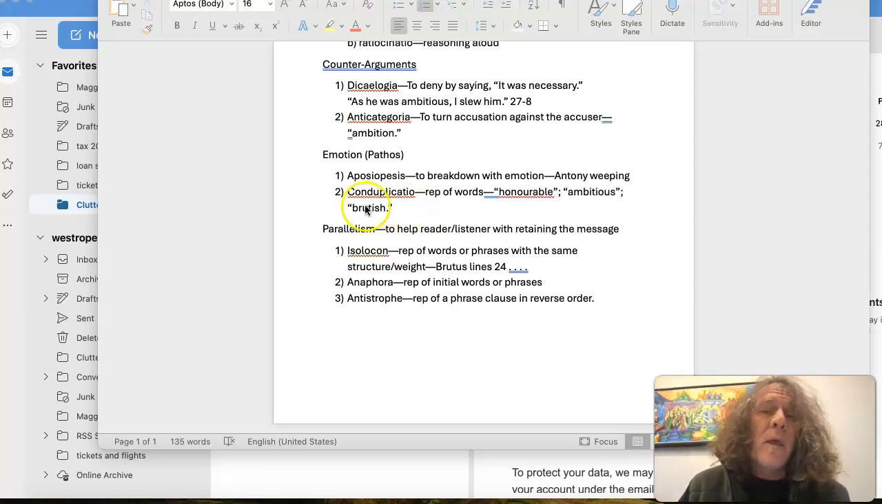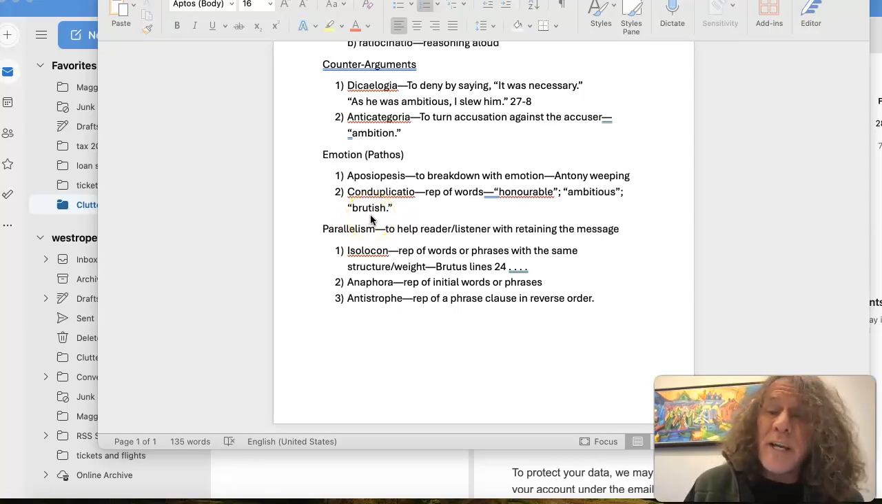And then also something that's used to establish pathos is the conduplicatio, and really that's just a repetition of words. It could be a word or words, and Antony continually says honorable when referring to Brutus, and eventually the audience starts to think, oh my God, why did he say that? Oh, I see, it's ironic. He's not honorable, he's a murderer. Or ambitious, as I mentioned before, or Brutus becomes brutish, right? You got that play on words there.